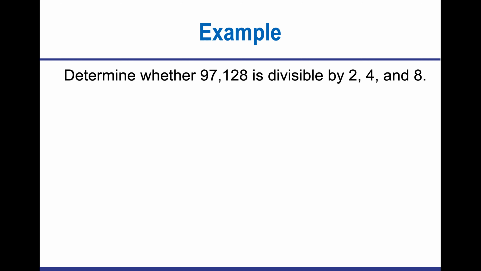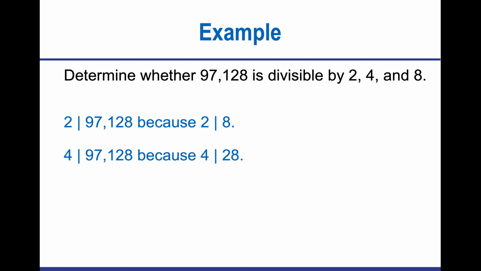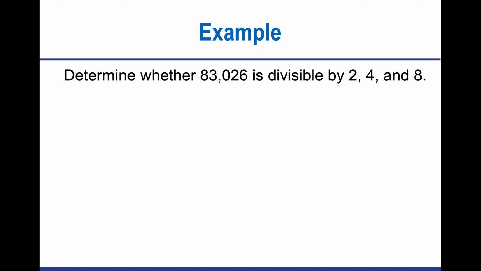97,128, and we're going to look and see if it's divisible by 2, 4, and 8. So to figure out if it's divisible by 2, I look at the ones place, and I say, is the ones place divisible by 2? The answer is yes, so it's divisible by 2. To find out if it's divisible by 4, I look at the ones and the tens place. That would be 28. Is 28 divisible by 4? Yes. To know if it's divisible by 8, I look at the last three digits, the hundreds, the tens, and the ones, and I figure out, is it divisible by 128? And the answer is yes as well.